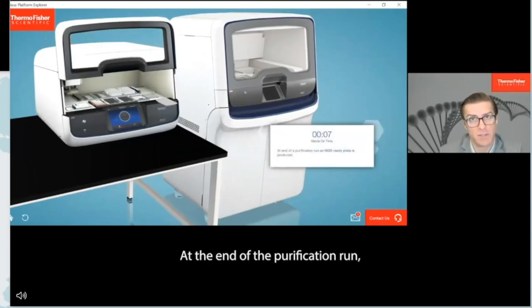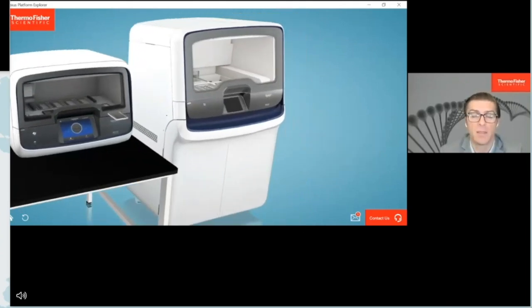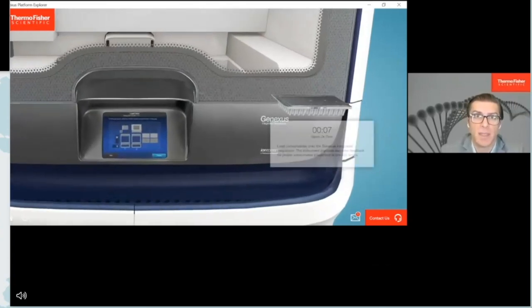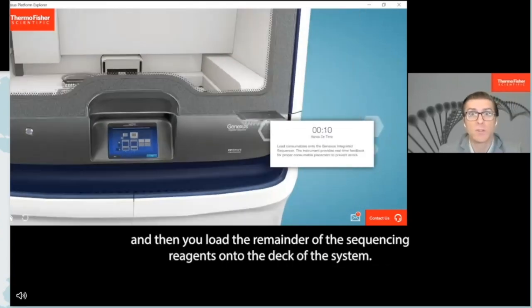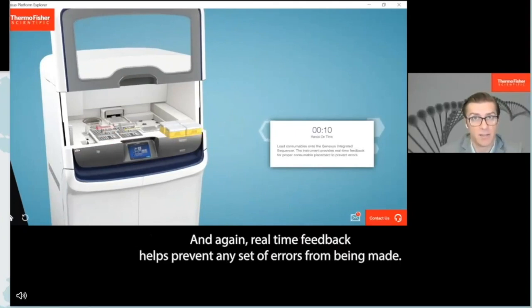At the end of the purification run, a 96-well plate is produced that is ready for transfer to the Genexus integrated sequencer. Users then move the plate to the sequencer, and then you load the remainder of the sequencing reagents onto the deck of the system. And again, real-time feedback helps prevent any setup errors from being made.